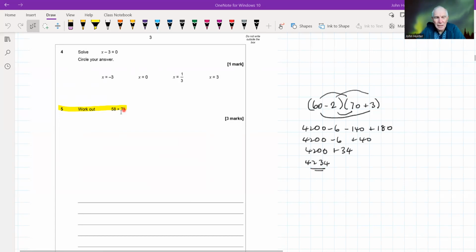So that method might appeal to you. You can extend it if these numbers are 3 digits, it just gets a little bit more cumbersome, but it works quite nicely if we just have a 2-digit number times a 2-digit number.